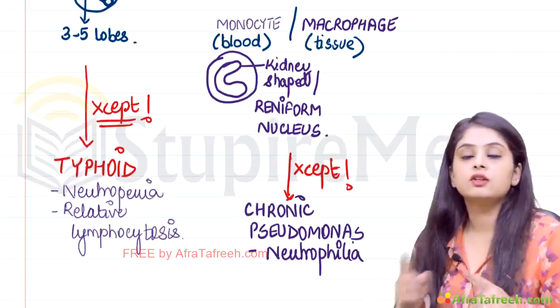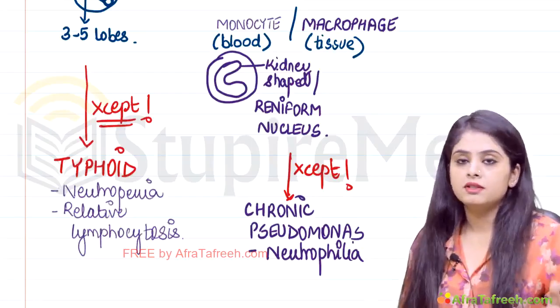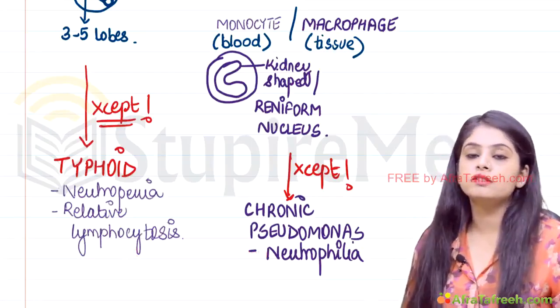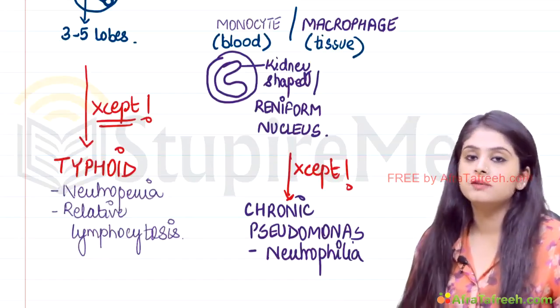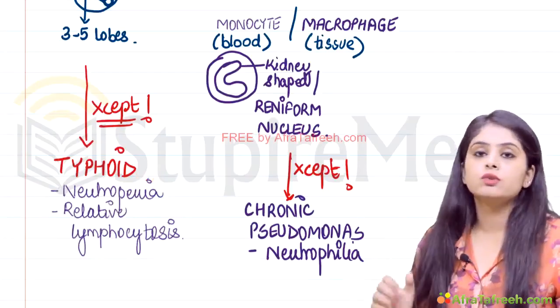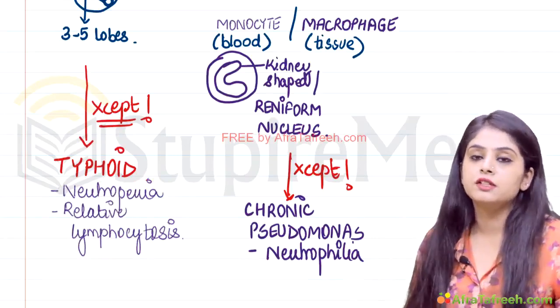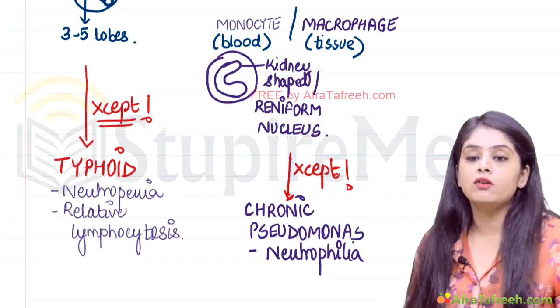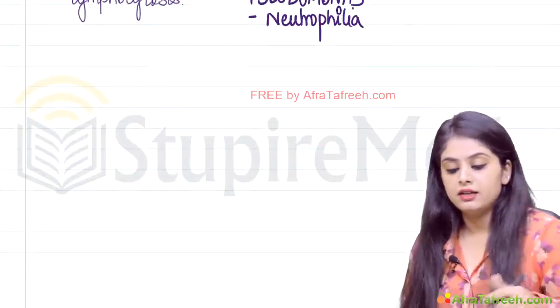So you can say that there is a crossover here. All acute inflammations, neutrophil, except typhoid, which does not show neutrophils, instead shows a cell of chronic inflammation, that is relative lymphocytosis. Other way round, all chronic inflammations will show lymphocytes and monocytes. But we have an exception. Chronic pseudomonas will not show these cells. Instead, it will show a cell of acute inflammation, that is neutrophils. So students, this was the first way of categorizing inflammation. That is, we can categorize it under acute and chronic.